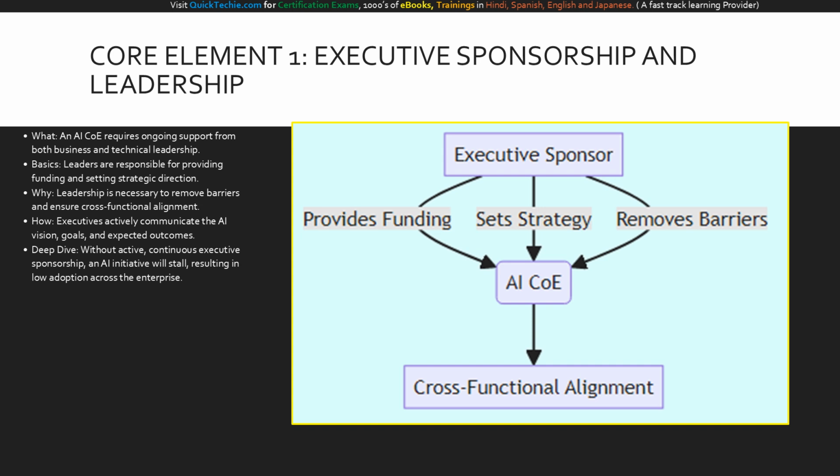In turn, the COE outputs cross-functional alignment at the bottom, successfully uniting different departments to work toward a common goal. If you sever the connection between the sponsor and the COE, the flow stops entirely. This visually illustrates why a lack of executive sponsorship directly results in stalled AI adoption across the enterprise.